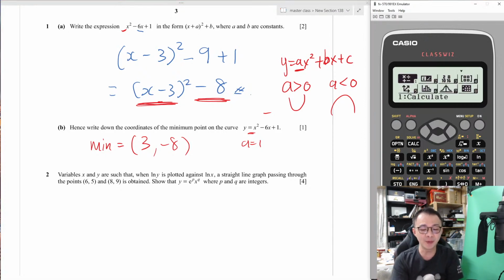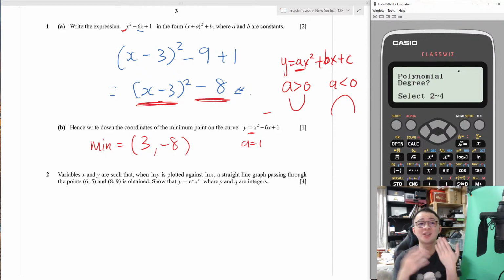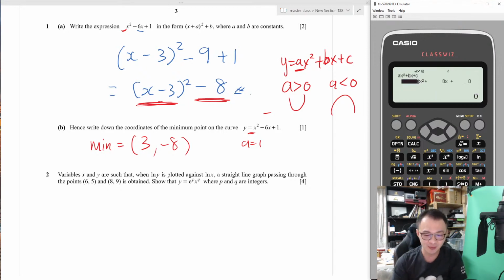You just go to menu and then look for equation, which is A here, and then enter. Look for polynomial, which is number 2. And then for the degree, what is the highest degree of x here? It is 2, isn't it? Because this is x squared, so this is 2. Then I will insert the coefficients, which are 1, -6, and 1. I enter the original equation.